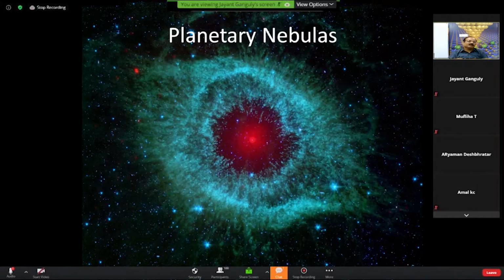And then there is another class of objects which are called nebulas, but they are not actually nebulas in the sense we were speaking about with the emission nebula or the reflection nebula. So they are not falling in those categories.